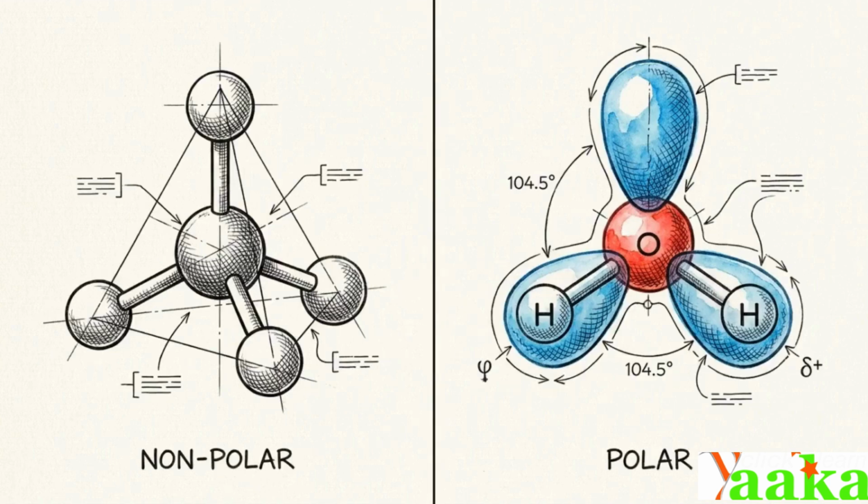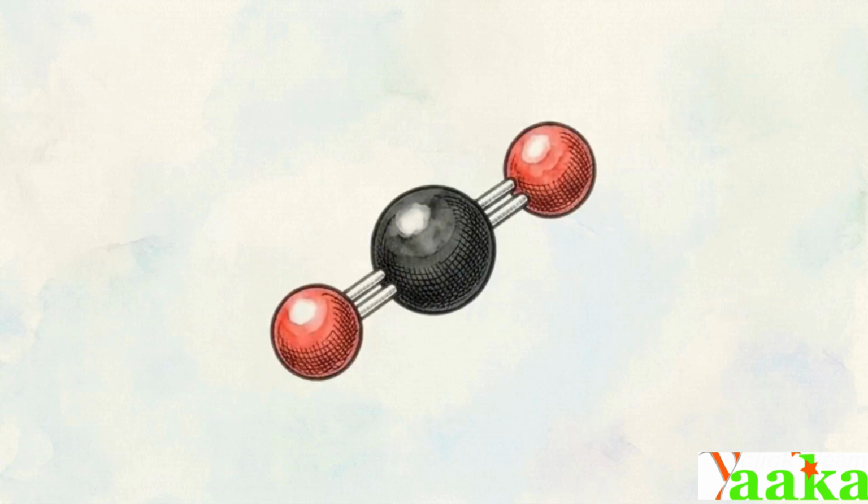A molecule can contain polar bonds, where one atom pulls electrons harder than the other, but still be completely nonpolar overall if its shape is symmetrical. Consider this linear molecule of carbon dioxide. The oxygen atoms pull electron density away from the carbon, creating polar bonds. But because the dipole arrows point in perfectly opposite directions, they cancel each other out entirely.